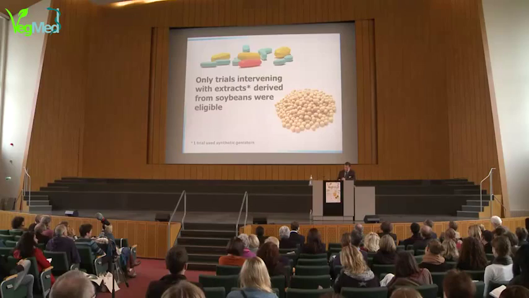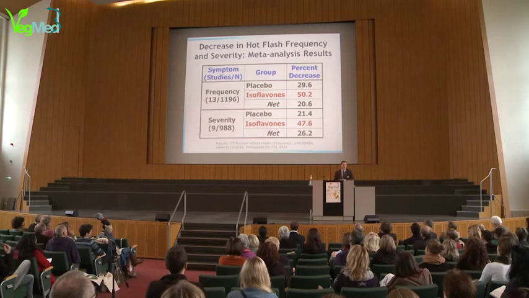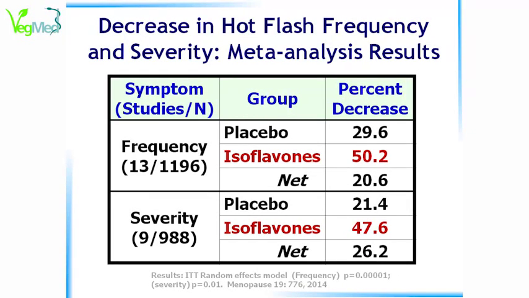It's very hard to do hot flash trials with soy foods because the subjects need to be blinded. That is, they can't know. They need to be unaware of what group they're in. And if you're giving someone tofu, it's hard to disguise that fact. So here we have the results. There were 13 trials that looked at the number of hot flashes per day involving 1,200 women. There were 9 trials that looked at how bothersome the hot flashes were, and there were 1,000 women in those trials. So this is a large data set.